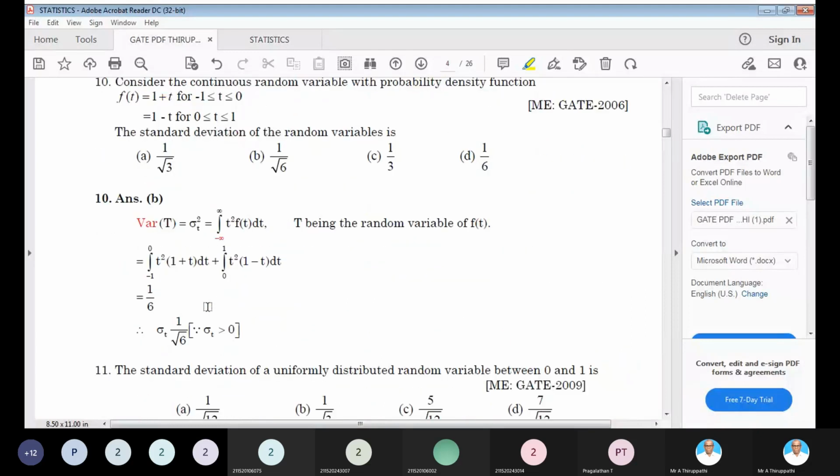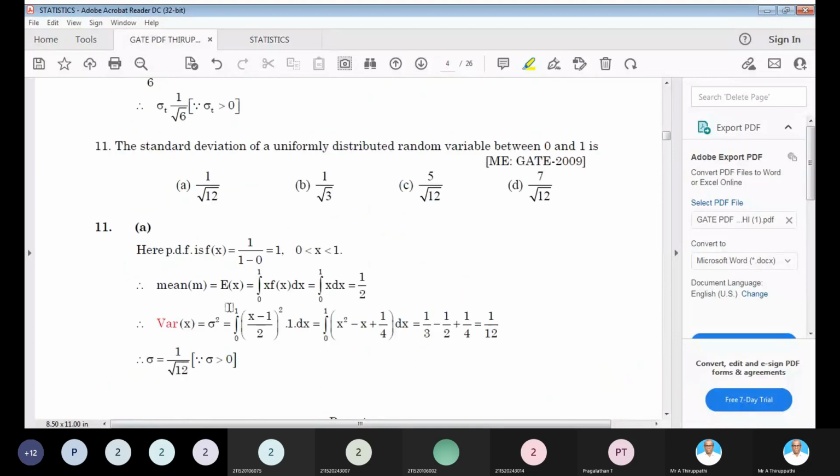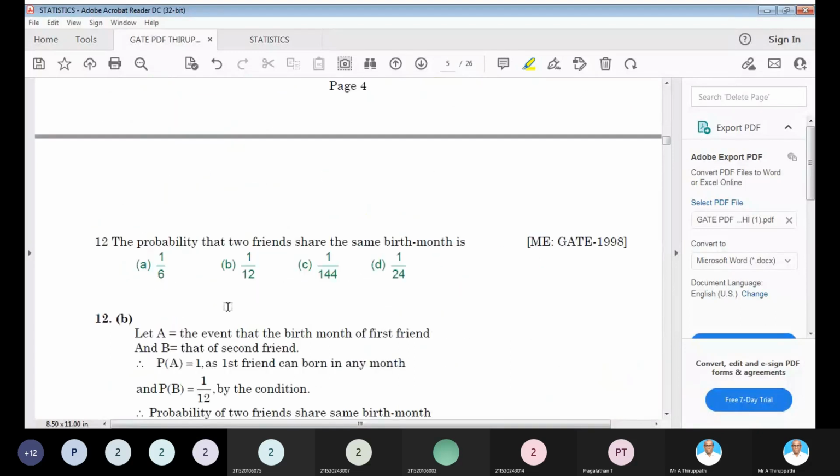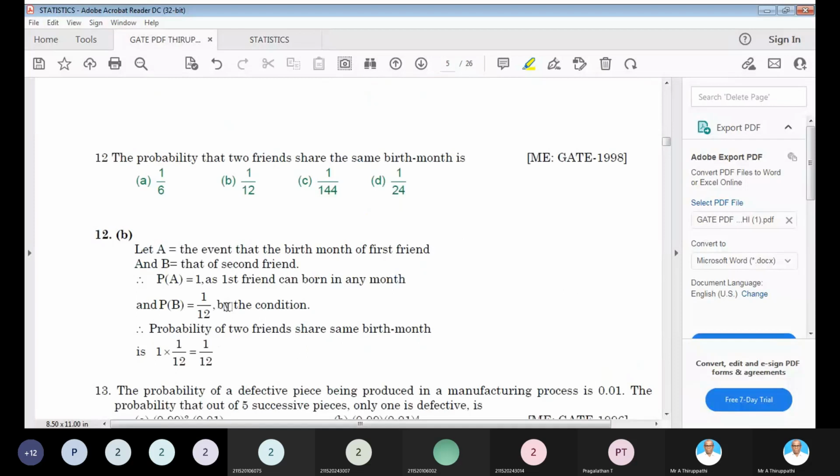Now this one was already completed in the last class. This one is also completed. Now come to this one.